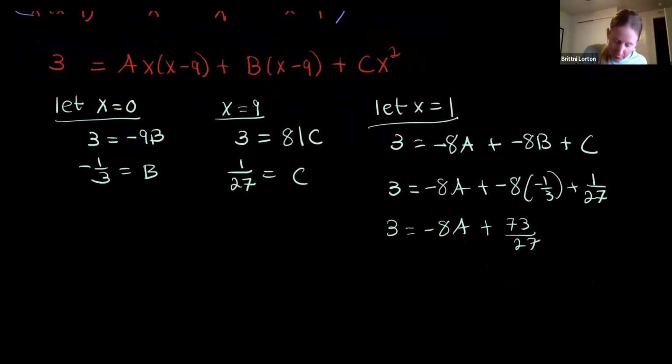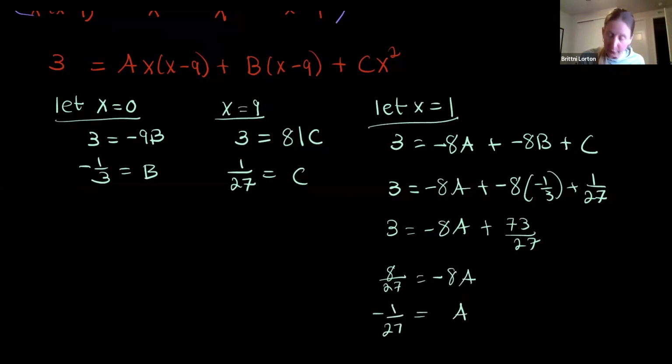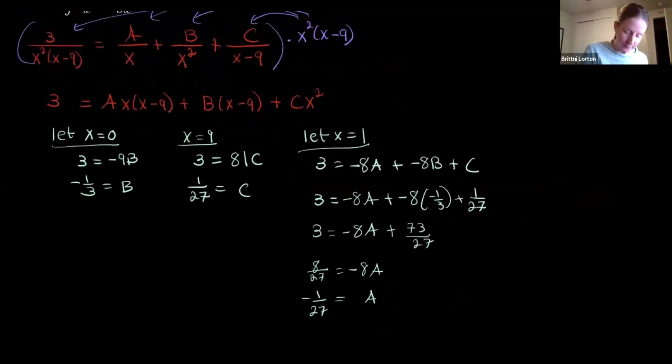73/27. And then I'm going to bring this to the other side of that equal sign by going 3 minus 73/27, use that math fraction button, and I got 8/27 is equal to negative 8a. So a was negative 1/27. Feel free to use your calculator, but you do need to know how to do that with fractions, so make sure you know how to do that. It's okay to use your calculator, but make sure you are comfortable using your calculator with the fractions.